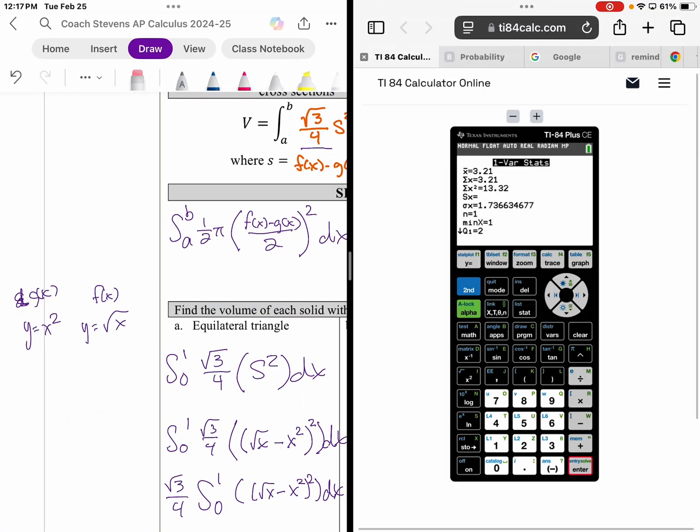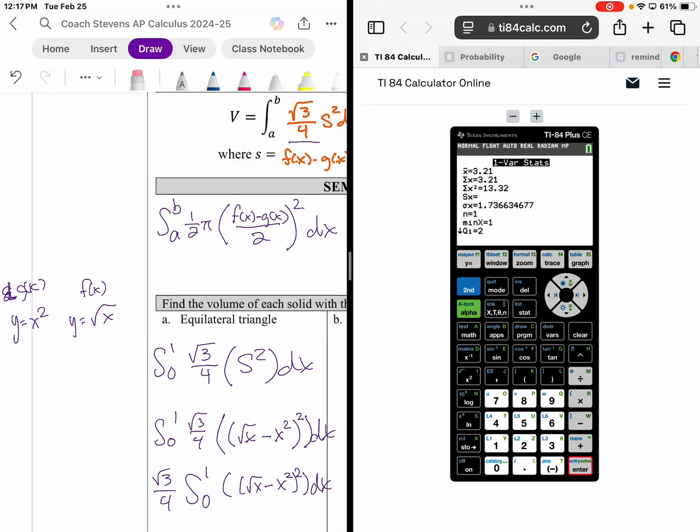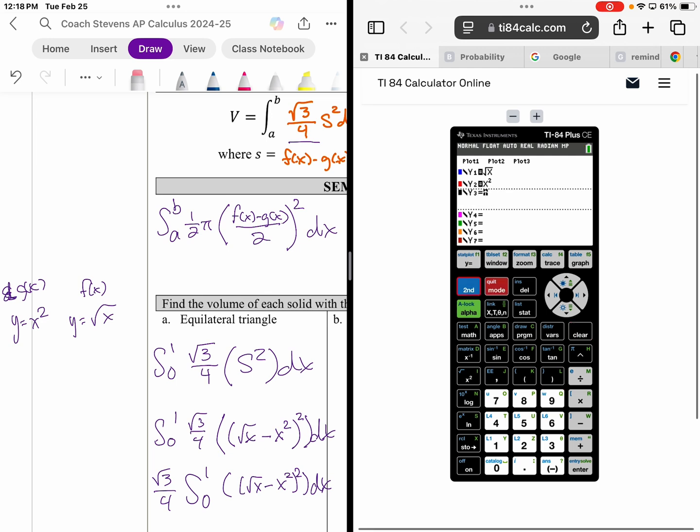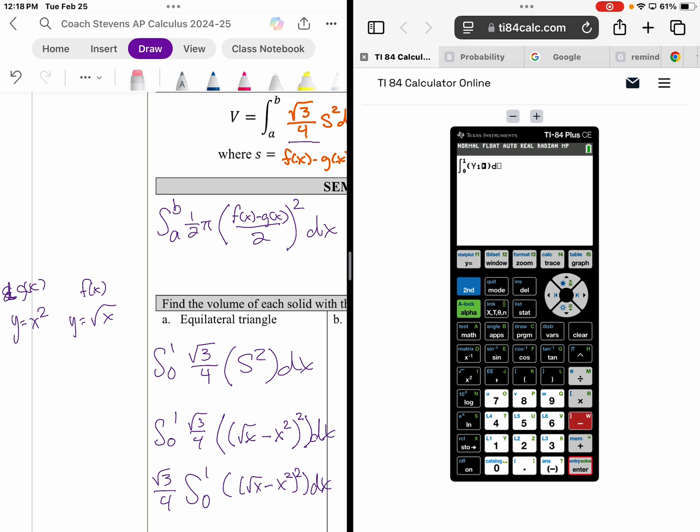So as I get into my graphing calculator, I think it'd be easier if we type in my two equations. Square root of x for y1. For y2, I'm going to say x squared. Then I'm going to go math number 9, from 0 to 1 of, again, y1 minus y2.